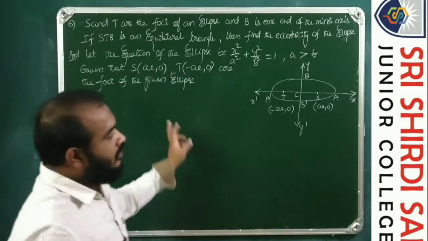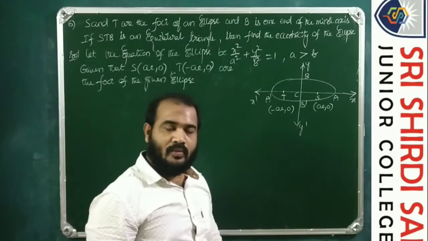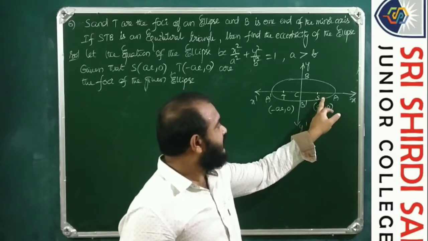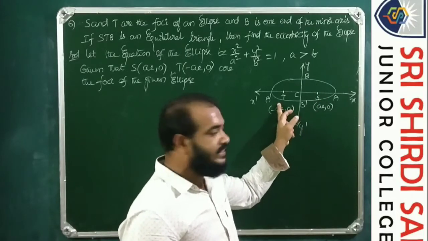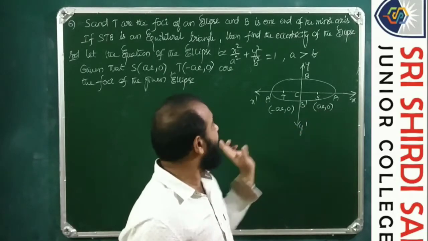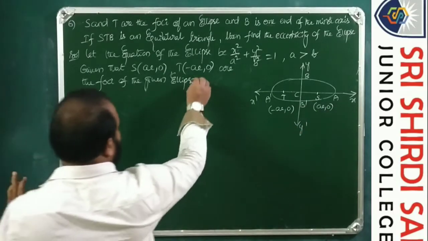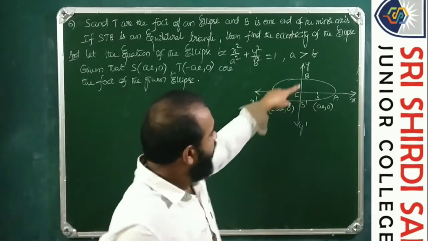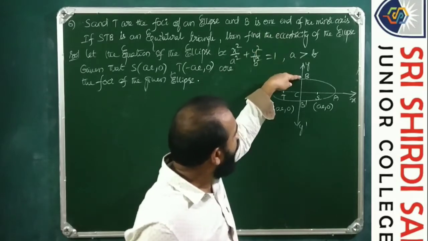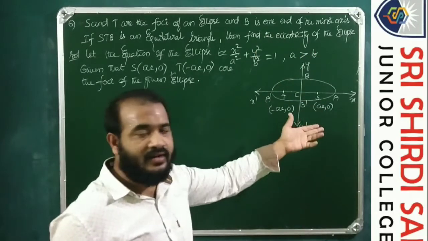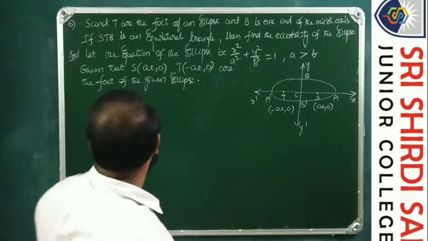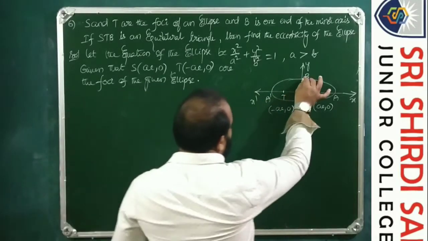For the ellipse x square by a square plus y square by b square equals 1, with a greater than b, the foci are S and S dash. Here instead of S dash he has given T, which is plus or minus ae comma 0, minus ae comma 0. Now here B is one end of the minor axis, B dash is the other end, but that is not given. Given that B is one end of the minor axis, STB is an equilateral triangle.